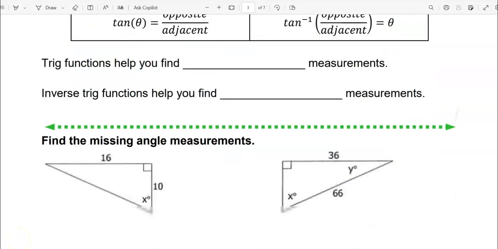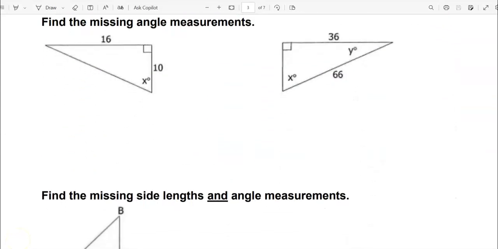All right, so this is Wednesday's aim. Let's skip down to these two problems. Let's do these. Let's look at these first. It says find the missing angle measurements. If I'm finding the missing angle measurement, the angle that they want is angle X, and so that's where my little man's going to go.